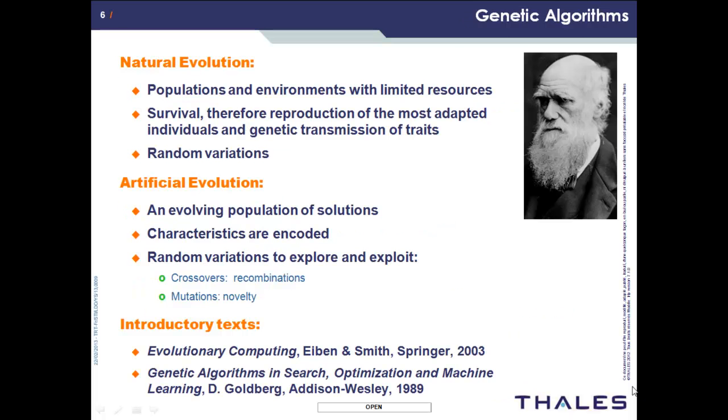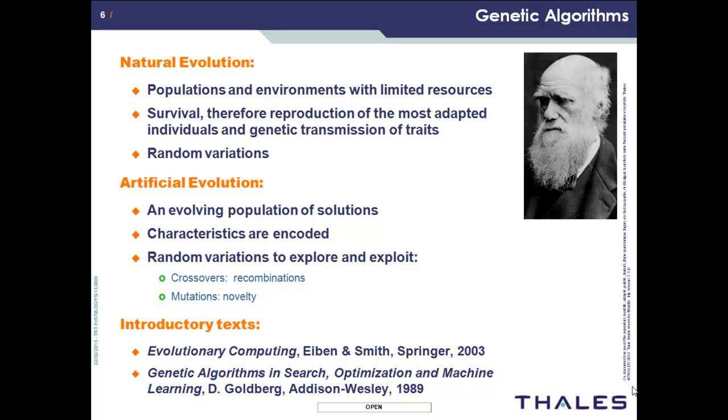I'm now going to proceed to a brief introduction of our technique of choice for today, genetic algorithms. They're inspired from natural evolution as it was described by Darwin. The core principles of natural evolution say that a population living in an environment with limited resources sees its best individuals, which means the most adapted to the environment, survive and therefore transmit their genetic traits of excellence to their offspring. On top of this, random variations allow for exploration of new possibilities.